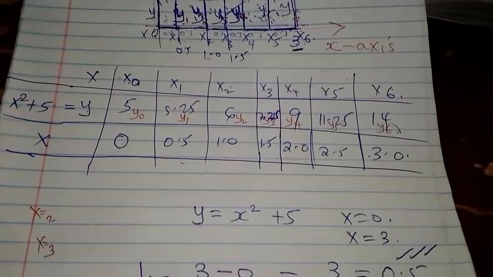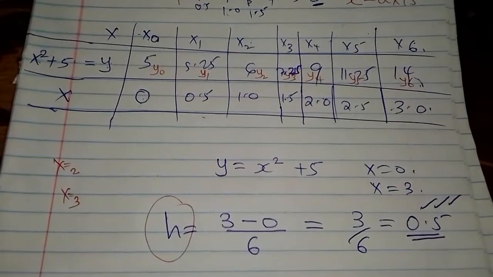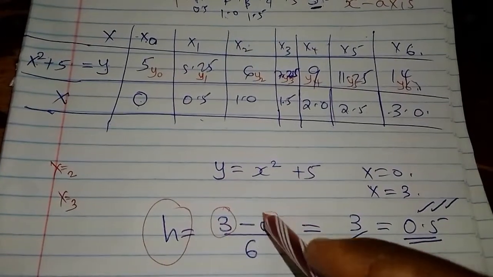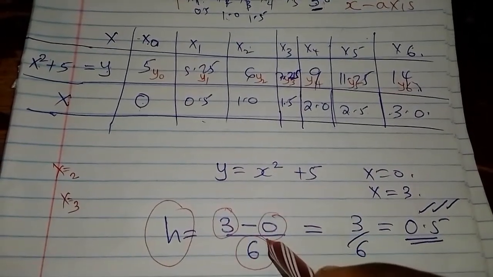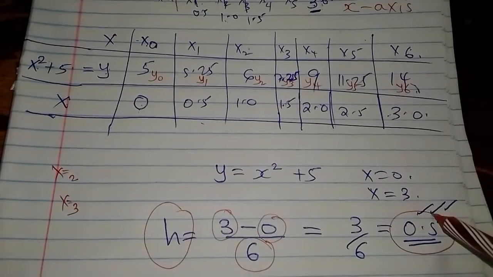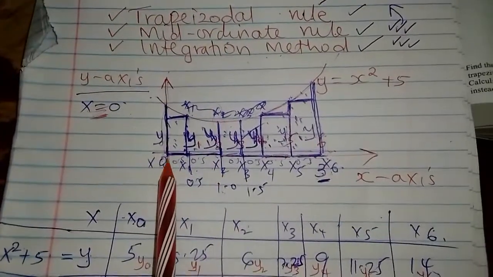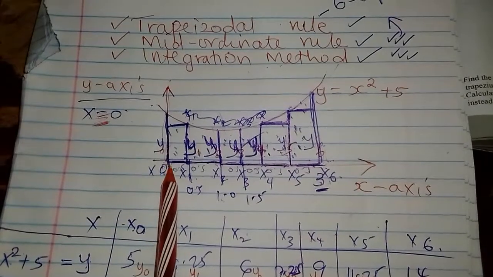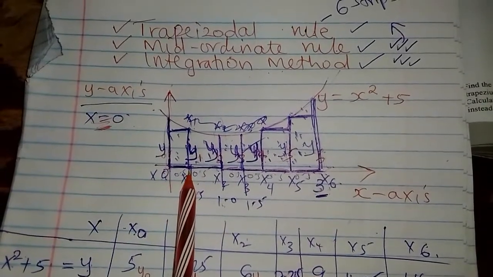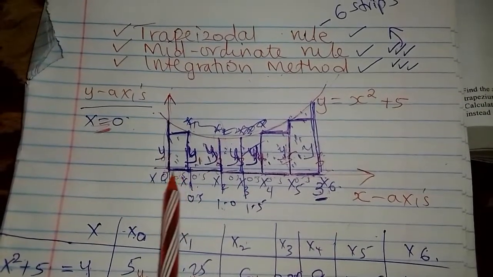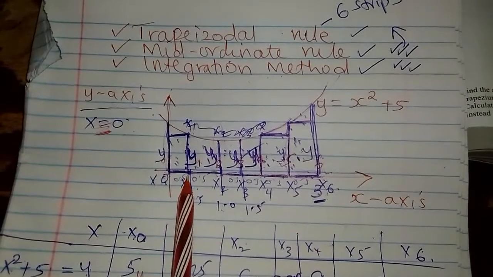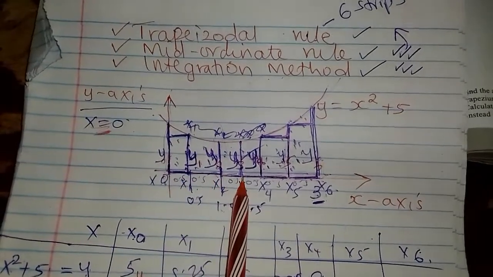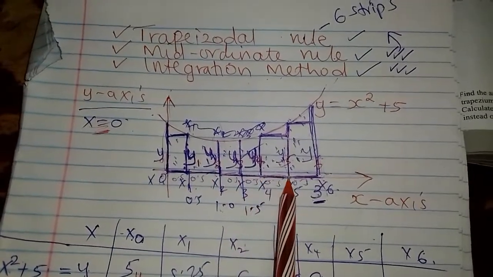What do I get? I have to get the height. How do I get the height? The last value minus the first value, divided by the number of strips asked. That gives me the height. That height means if this is 0, I have to get the second value by adding 0.5. Look at that. 0.5, 1, 1.5, 2, 2.5, 3.